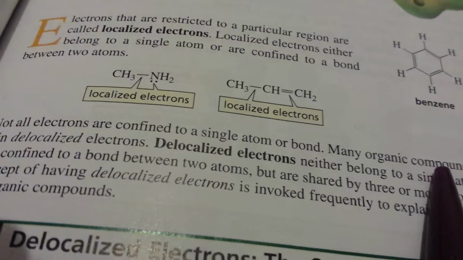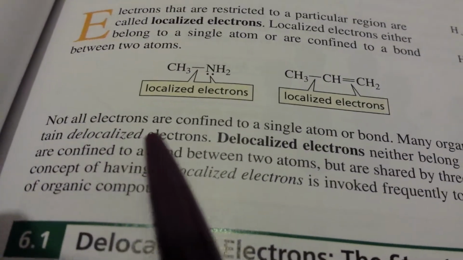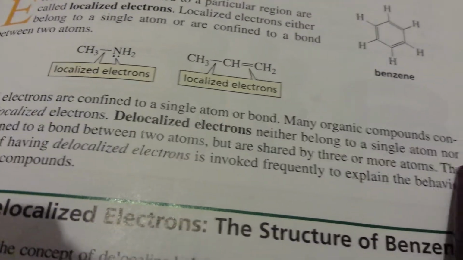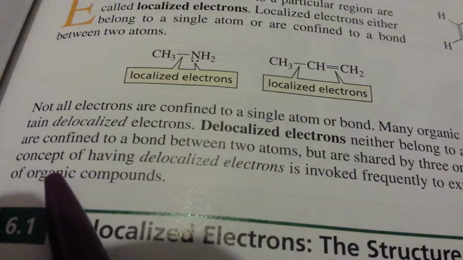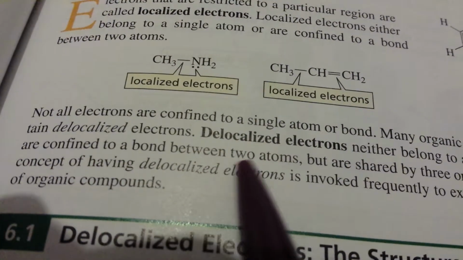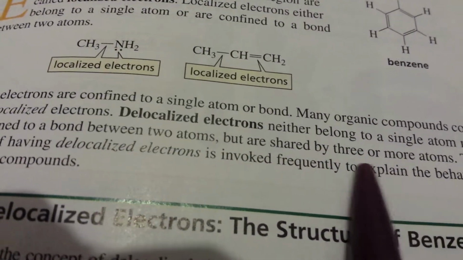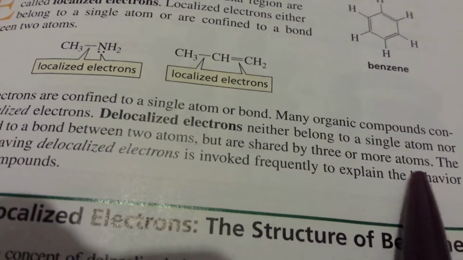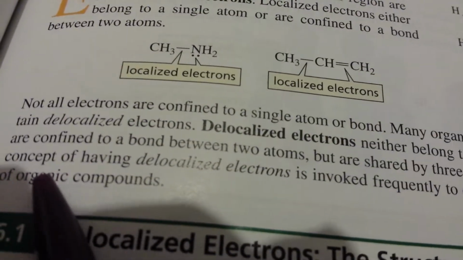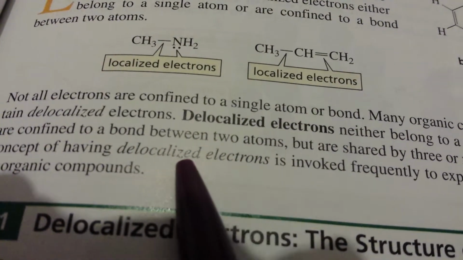Many organic compounds contain delocalized electrons. Delocalized electrons neither belong to a single atom nor are confined to a bond between two atoms, but are shared by three or more atoms. We talk about delocalized electrons now.